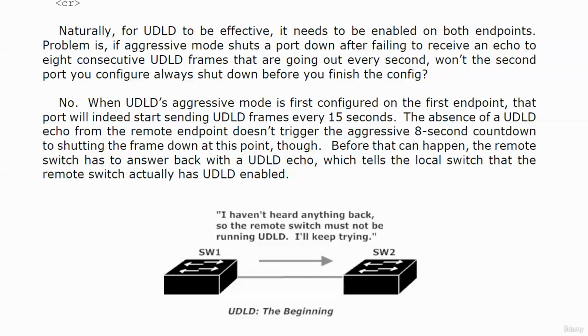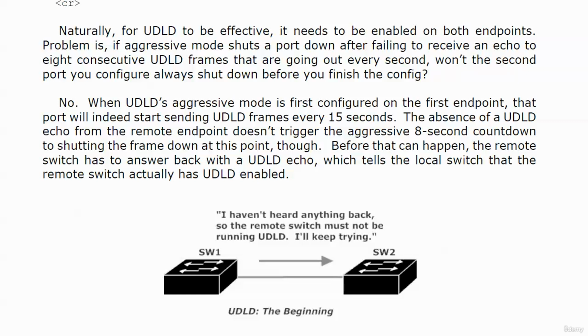When you enable aggressive mode on the first endpoint, that port does send UDLD frames every 15 seconds, as we'd expect, but the absence of a UDLD echo from that remote endpoint does not trigger that aggressive 8-second countdown to shutting the port down at that point. Because before that can happen, the remote switch has to answer back with a UDLD echo, which tells the local switch the remote switch actually has UDLD enabled.